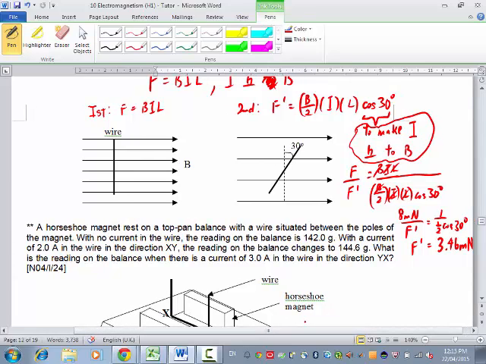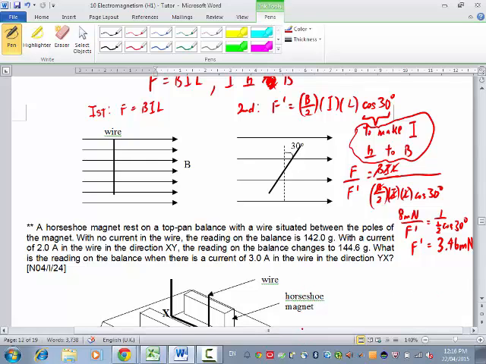Okay, so the new force is definitely weaker. It's definitely weaker than the original force. And how much is the new force? 3.46 millinewton. Can? Okay, let's move on.